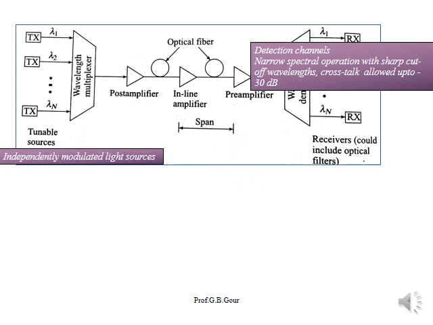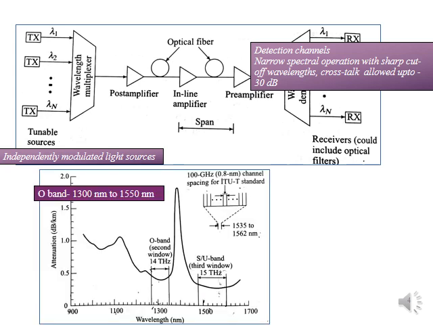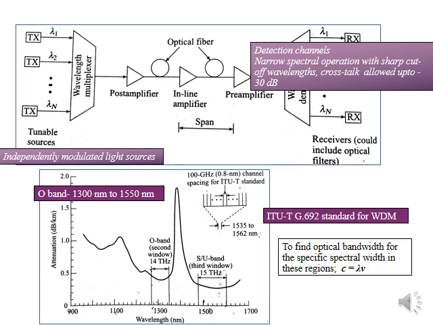So far we have seen how to define WDM, how to elaborate it, and its implementation. In this context, I want to bring to your notice three important bands of WDM. The O band, operating around 1300 to 1550 nanometers, operating over 14 terahertz. The second one, the S or U band, operating over 15 terahertz, over 1500 nanometers.